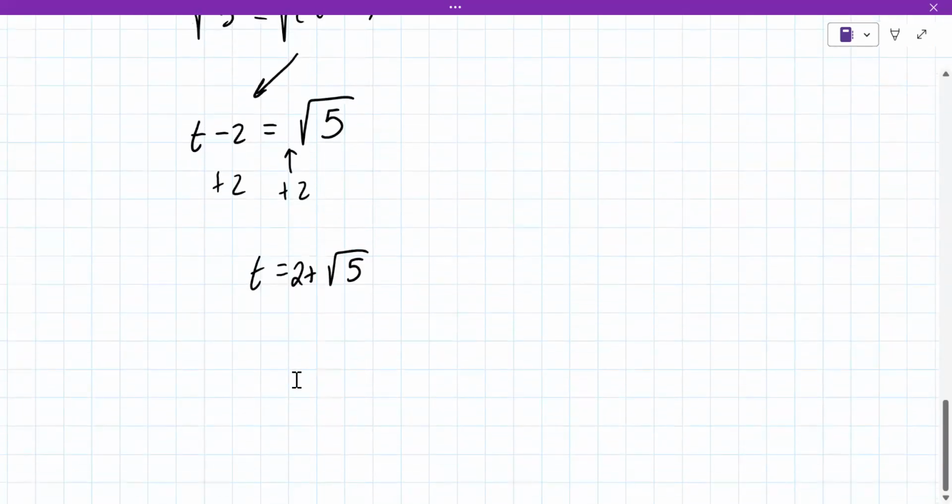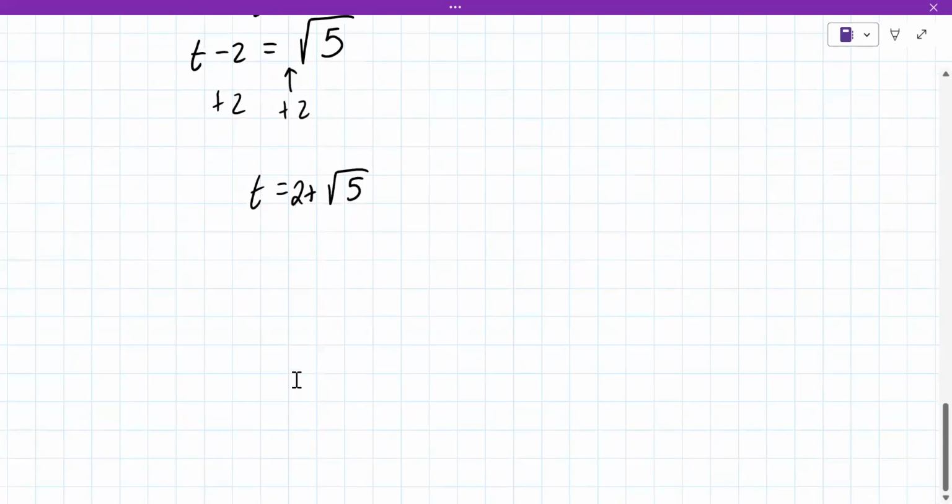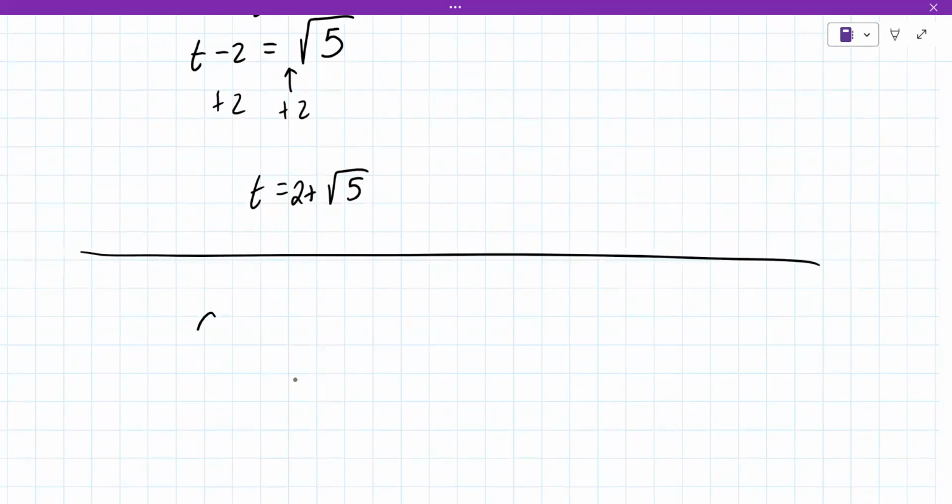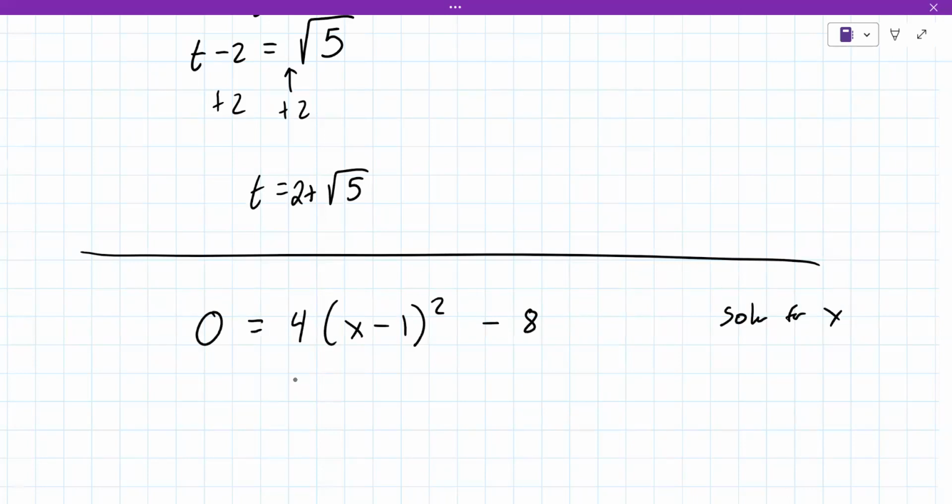All right, let me give you one to try like this. Not nearly as difficult, but let me set up something similar here. Let's go: 4 times (x minus 1) squared minus 8. Go ahead and solve for x. Very similar to what we just did.